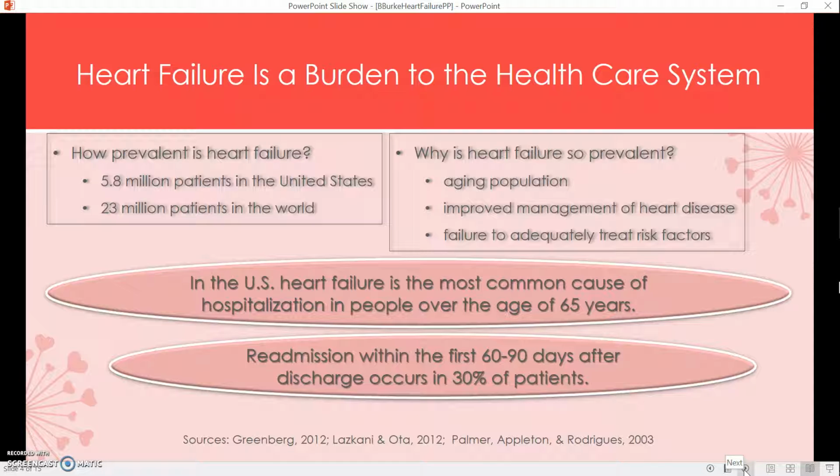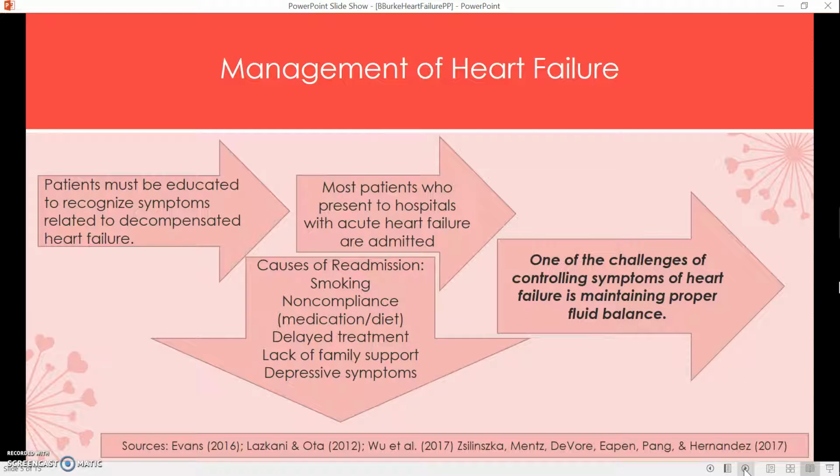In 30% of patients, readmission occurs within the first 60 to 90 days after discharge. Managing heart failure must include educating patients to recognize symptoms related to decompensated heart failure. Most patients who present to hospitals with acute heart failure are admitted.